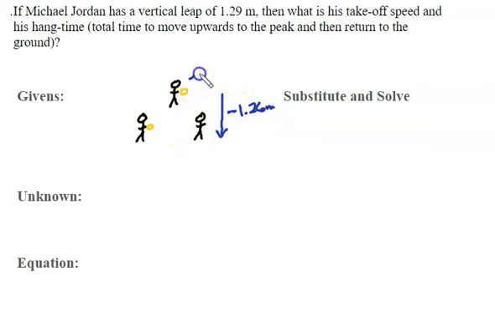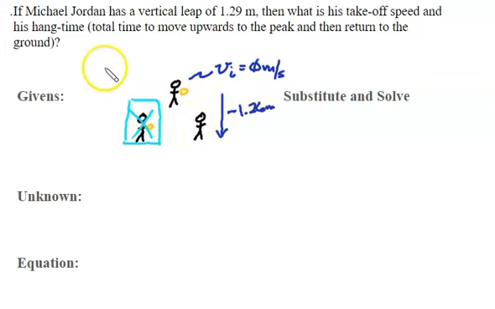I know that his velocity here at the top is 0 meters per second. Now, it can be kind of confusing. Why do you call this velocity initial? Because at the moment, I'm really not paying attention to Michael Jordan in the beginning. I'm just looking at him falling down. And because of that, I know that the acceleration due to gravity is negative 9.8 meters per second squared.